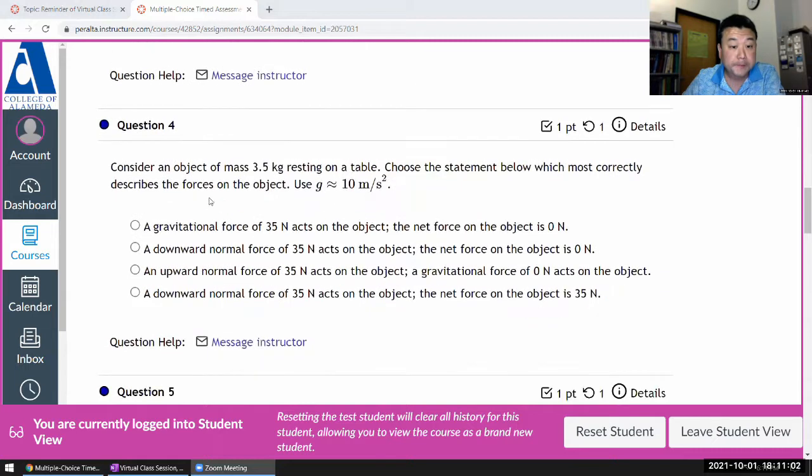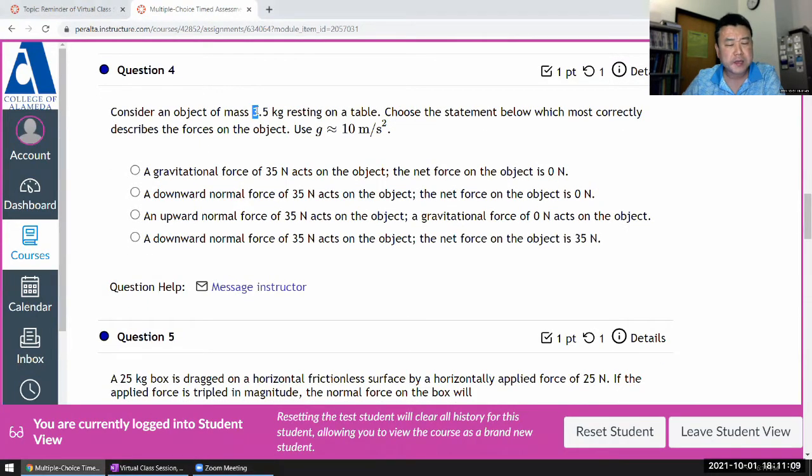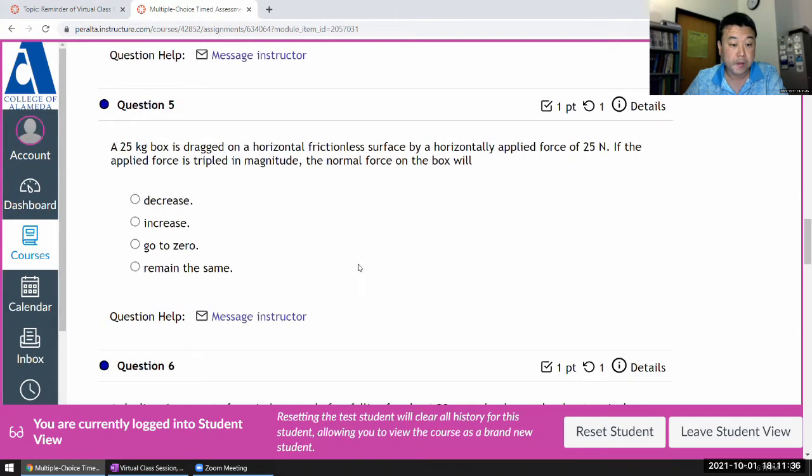Question four. Consider an object resting on a table. Most correctly describe the forces on the object. So I guess its weight is like 35 newtons. Downward normal force. Okay, that's wrong. Weight. Gravitational force of 35 newtons acts on the object. The net force is zero. Yeah, there is a normal force that acts upward that pushes it up. And I think that upward normal force, and this part is wrong. Okay.